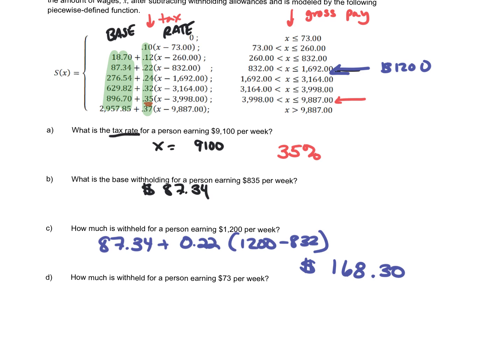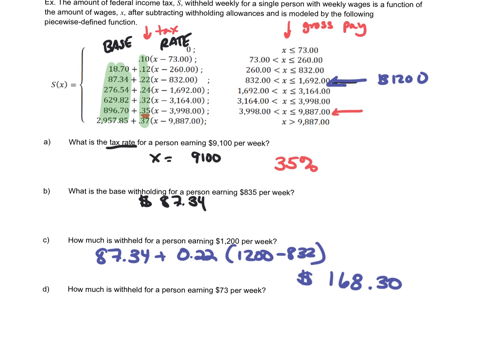So the last one says, how much is withheld for a person earning only $73 a week? So obviously that is a very small amount, right? So $73 is actually in this first one, because you notice it says less than or equal to 73, so I would include 73 there. So the tax rate, if you make $73 a week or less, is just zero. You get no tax taken out. Now obviously the problem is you're only making $73 a week, so yeah, you get no tax out, but you're not making very much salary at all.